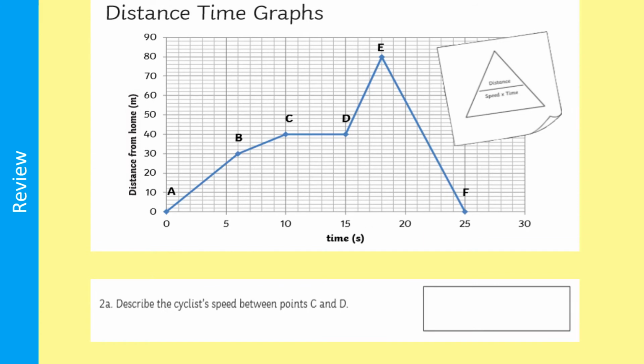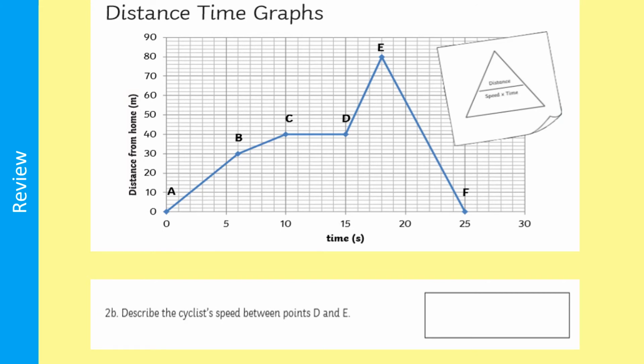This part of the question wants to know the cyclist's speed between C and D. Well, if you look here at C and D, this line is level, it has no gradient. And if you look at the axis, you can see the time is increasing from 10 to 15 seconds, but the distance on this axis remains at 40 meters from home. So for this part of the journey, the cyclist is in fact stationary. He's not moving.